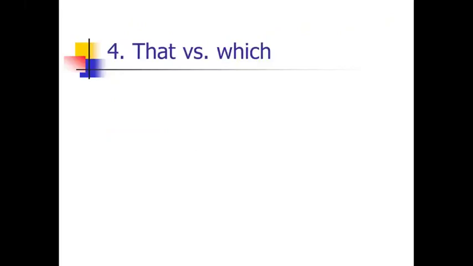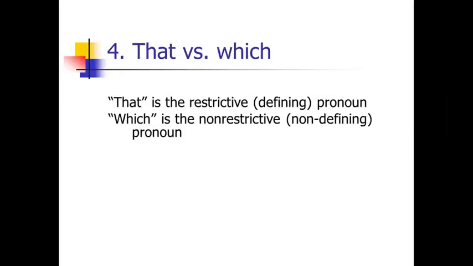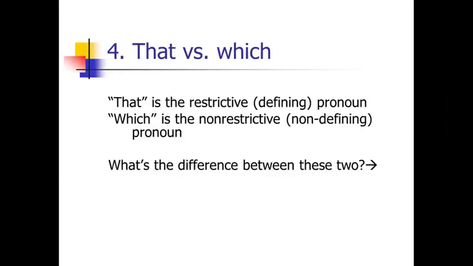The use of that and which often gets confused. So pay attention to this one. I edit this one a lot. That is used when you have a restrictive clause, and which is used when you have a non-restrictive clause. You can actually recognize when which is appropriate because you're going to be setting things off with commas. So what's the difference between these two?